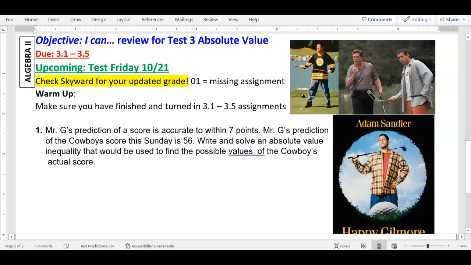All right, so again, test tomorrow, reviewing today. This warm-up is based on 3.5, which again, you want to make sure you've turned in, that assignment for 3.5 and 3.4 from 2 days ago.